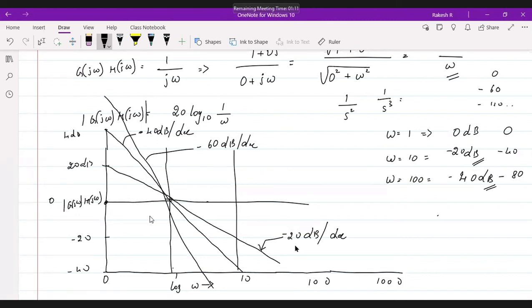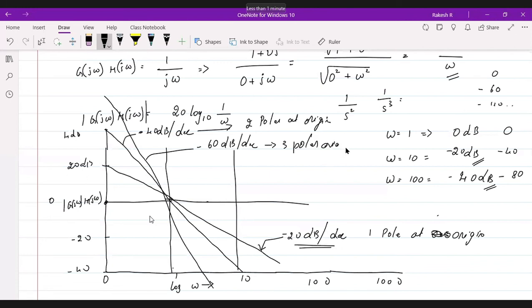See, what does this indicate? Minus 20 dB per decade means we have only one pole at origin. This 20 dB per decade indicates we have one pole at origin. 40 dB per decade indicates two poles at origin. 60 dB per decade indicates three poles at origin. This is what the Bode plot for a simple pole is.